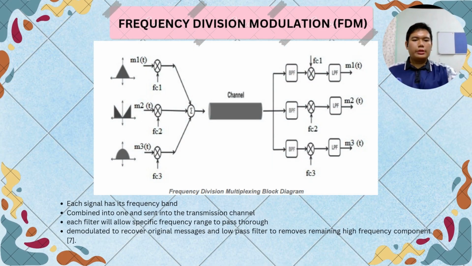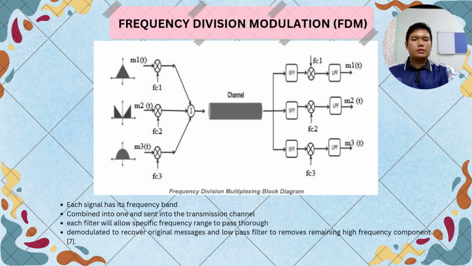So now we are looking into the first type of multiplexer, which is frequency division multiplexing, or known as FDM. On the left, you see three separate input signals. These represent different messages or data streams that need to be transmitted. Each has a unique waveform as shown by the different shapes of signals. Each input signal is then modulated with a specific carrier frequency. Modulation essentially shifts the signal to a different frequency range.